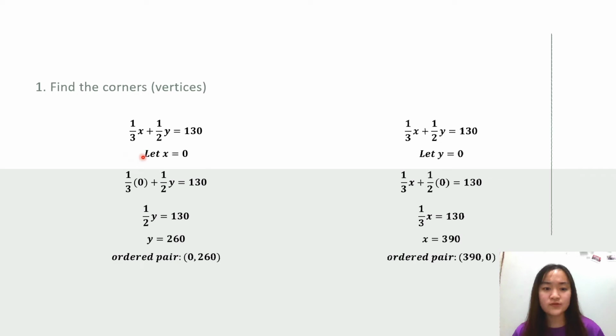Similarly, we also will let x equal to 0 in this equation and we will get y equal to 260, and we will get the ordered pair 0, 260. And also we will let y equal to 0 in the same equation and we will get x equal to 390. So the ordered pair is 390, 0.